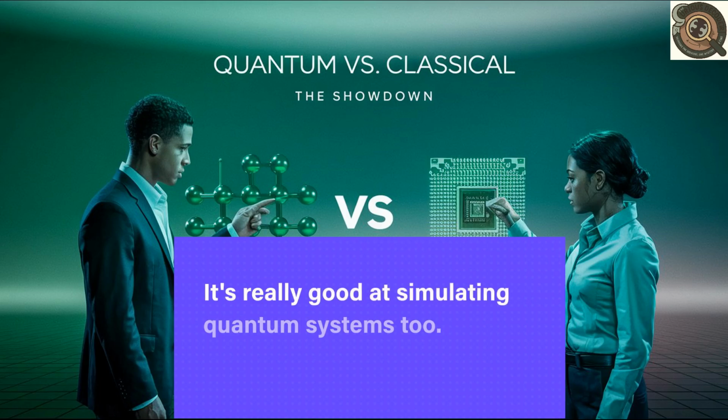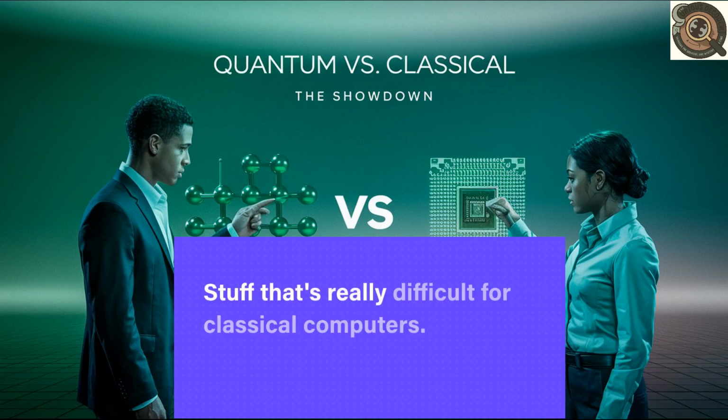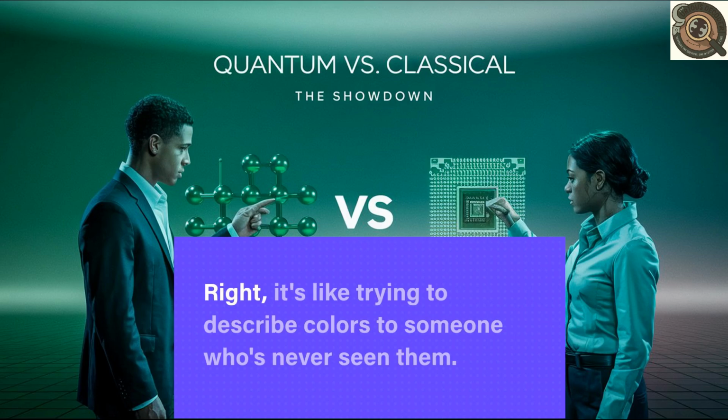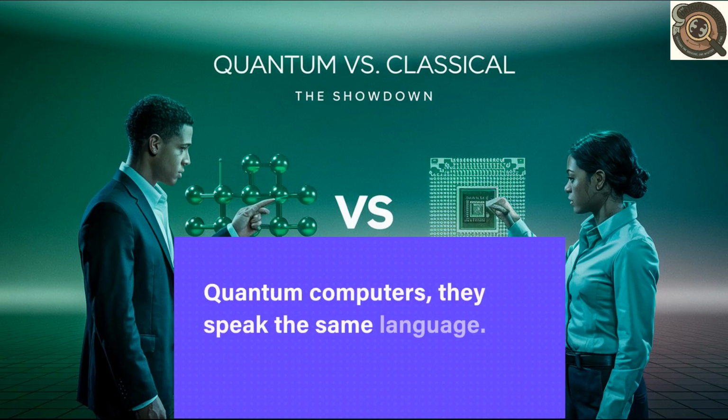It's really good at simulating quantum systems, too. Things like molecules and chemical reactions, stuff that's really difficult for classical computers. They're trying to use classical rules to mimic a quantum world. It's like trying to describe colors to someone who's never seen them. Good analogy. Quantum computers speak the same language.